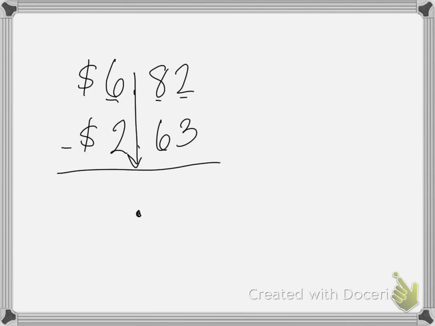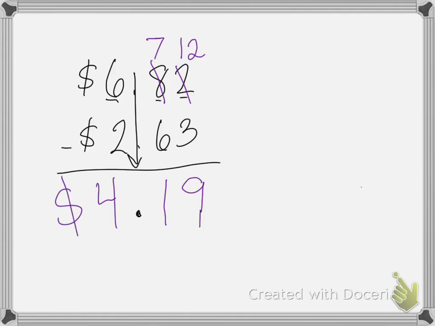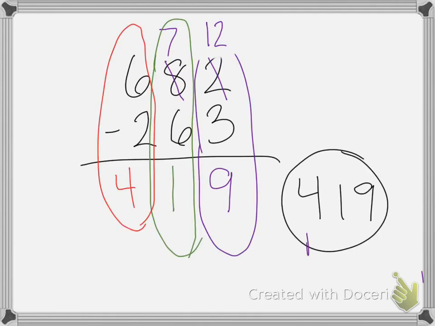Now I can subtract. We subtract the first column here. Can't take 3 from 2, so we borrow, regroup 1 ten to make 10 ones. 12 minus 3 is 9. 7 minus 6 is 1. And 6 minus 2 is 4. So I'm left with $4.19, which is the same as 419 pennies.